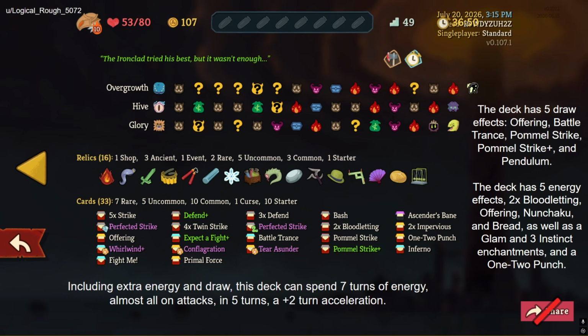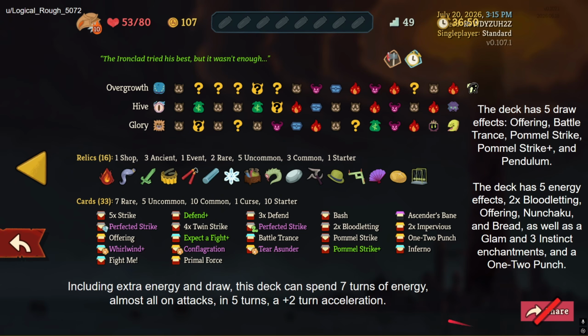So it's a +2 turn acceleration on all of those attacks. So I'm not surprised at that one, because it can absolutely blast bosses dead just by playing Bloodletting and Twin Strike and Perfected Strike. It doesn't matter that those cards aren't the typical broken cards. When you just play more of them and you just have that much surplus, it doesn't really matter.